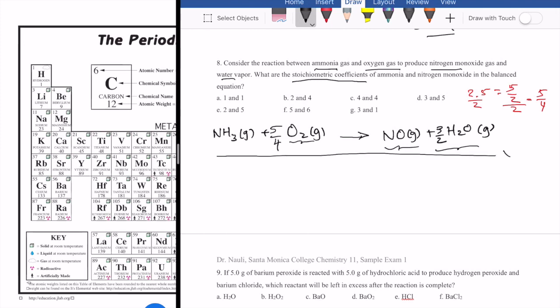I'm going to multiply across by 4 to get rid of that 4 right here. So then my balanced equation would look like this. 4 NH3, 5 O2, 4 NO, and 6 H2O.